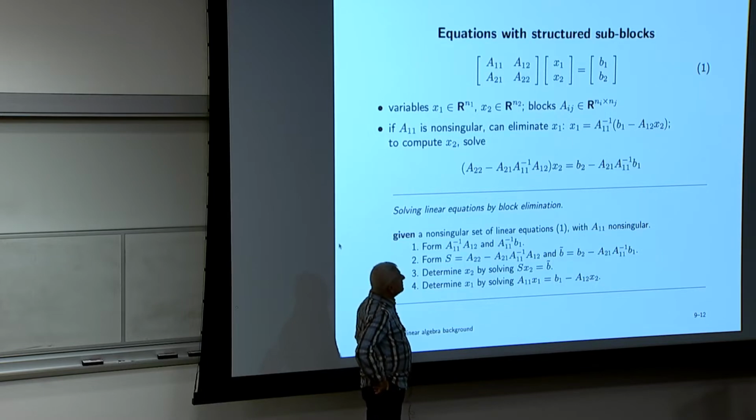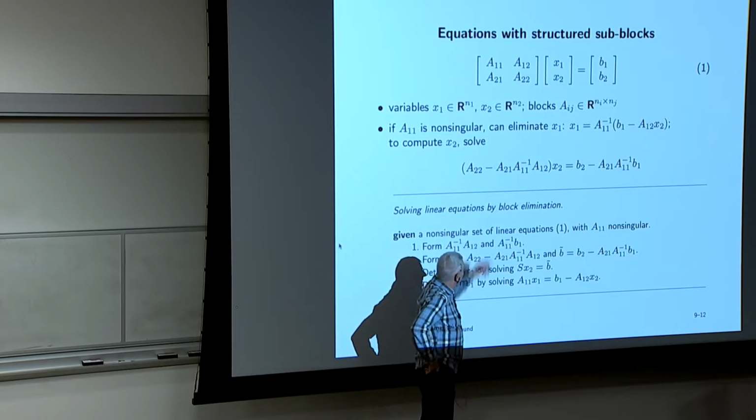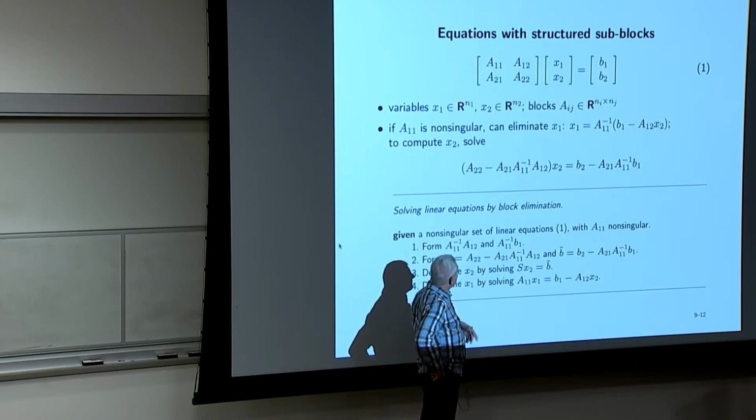So you could use these calculations to solve the original thing. And that generic algorithm looks like this. It says first you should form A11 inverse A12, because that's this thing, right? And A11 inverse B1, right?